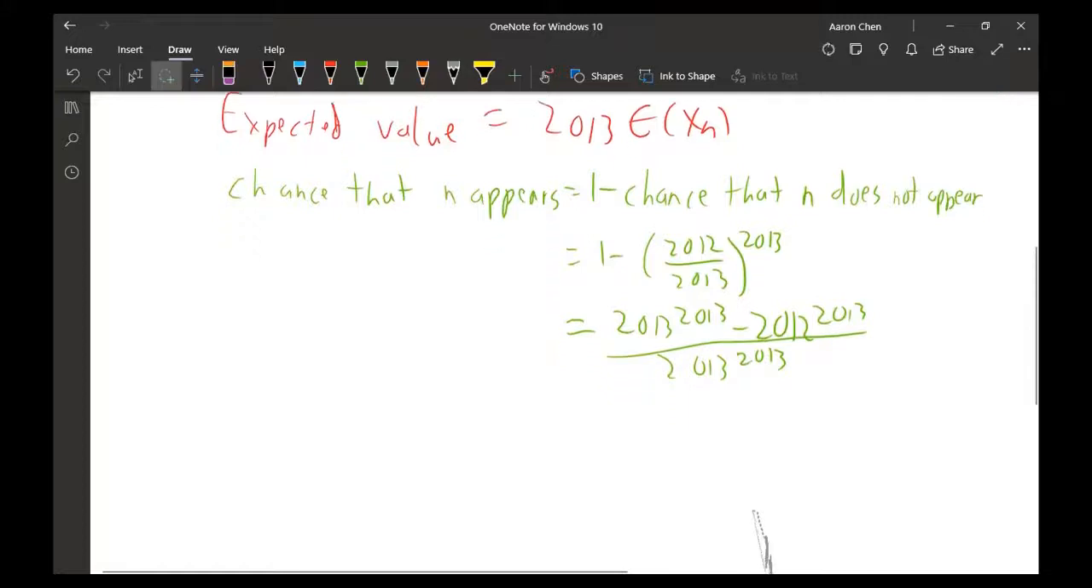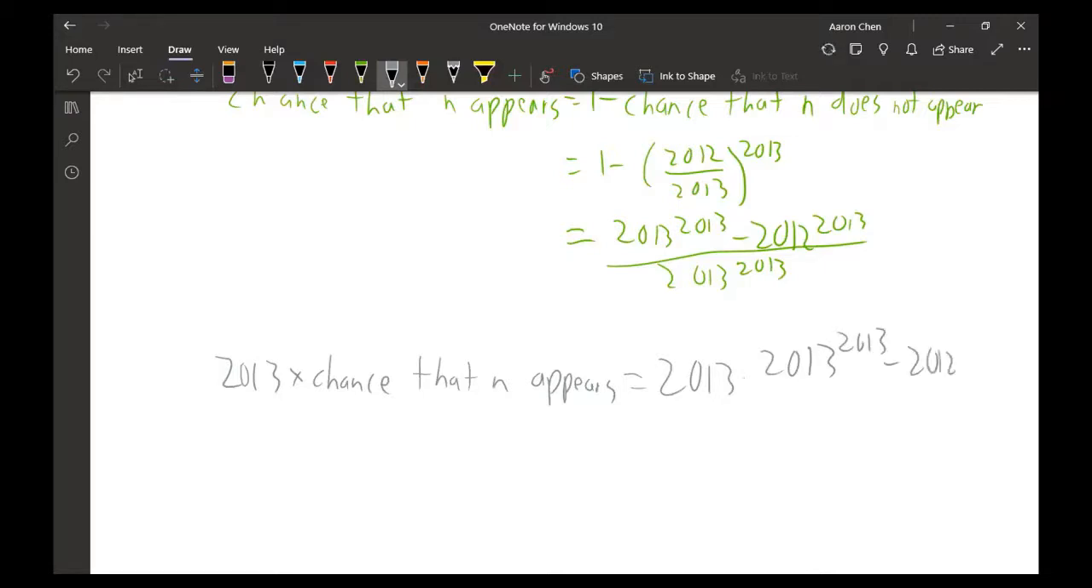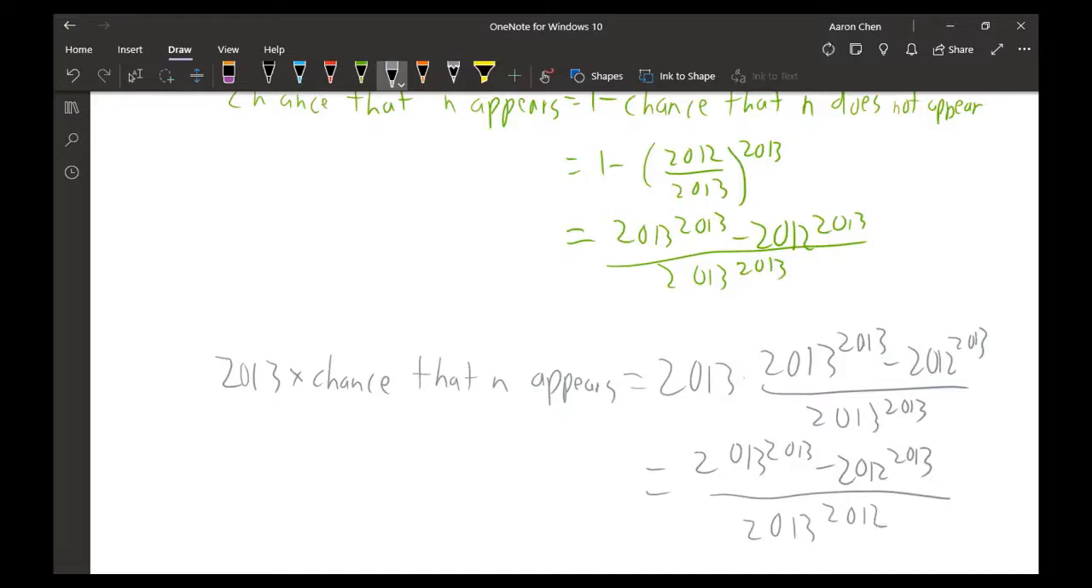And so the answer that we wanted to find was simply 2013 times the chance that n appears, and we can see that this is just equal to 2013 times 2013 to the power of 2013 minus 2012 to the power of 2013 over 2013 to the power of 2013, which is simply 2013 to the power of 2013 minus 2012 to the power of 2013, all divided by 2013 to the power of 2012. Okay. And so that's our answer.